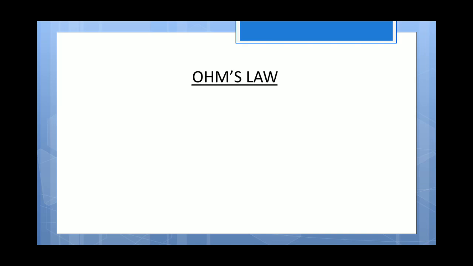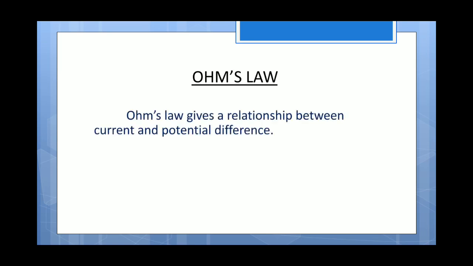In 1827, a German physicist George Simon Ohm found out a relationship between electric current flowing in a metallic wire and potential difference across the ends of the metallic wire. Thus, Ohm's law gives a relationship between current and potential difference.